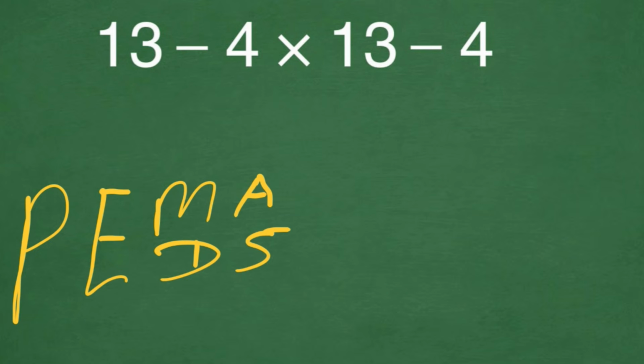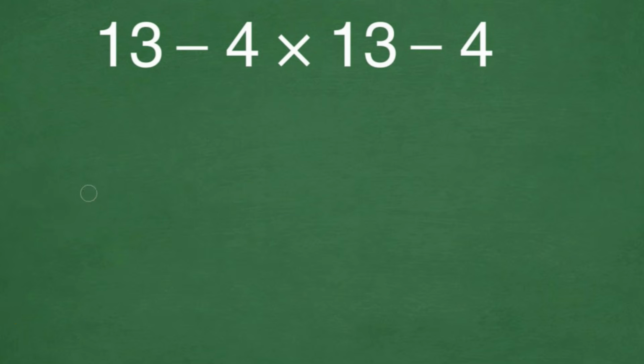solve multiplication before subtraction. So let's go back into our problem. Here we have subtraction, multiplication, and subtraction. And the first thing to solve is the multiplication in this problem. So 4 times 13 is 52.